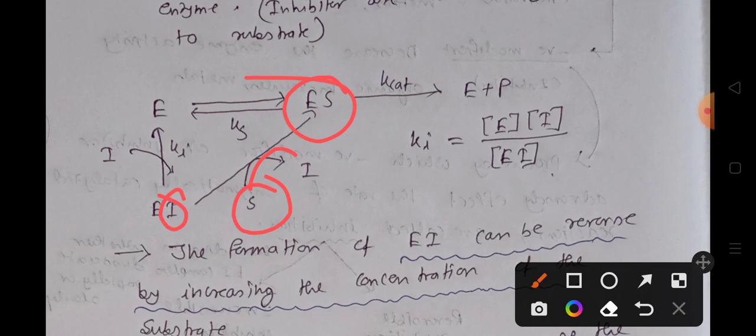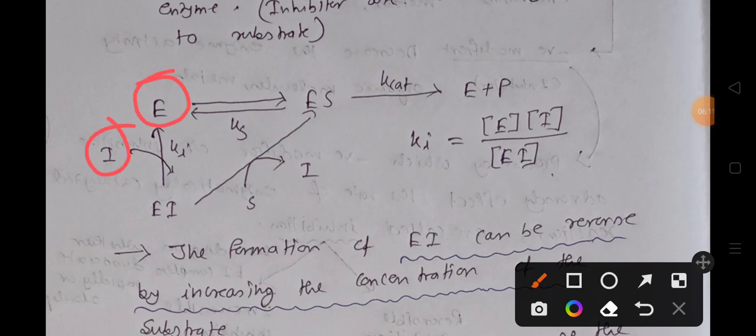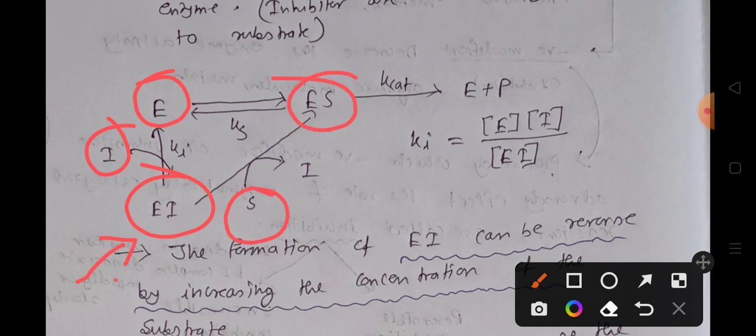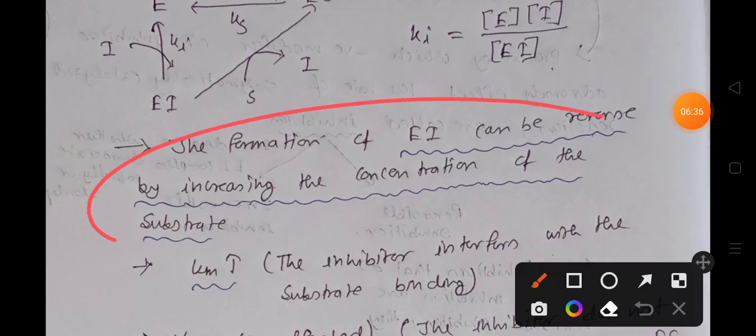So that is the figure for competitive inhibition, and this is very important to remember competitive inhibition easily, right? The inhibitor will bind with the enzyme to get an enzyme-inhibitor complex, and this enzyme-inhibitor complex can be reversed to an enzyme-substrate complex if you give too much substrate, right? So that's the idea. As I have told you, the formation of EI can be reversed by increasing the concentration of the substrate.